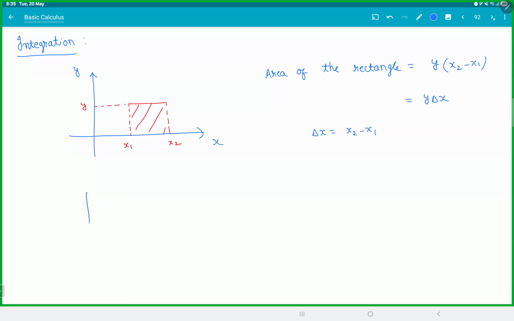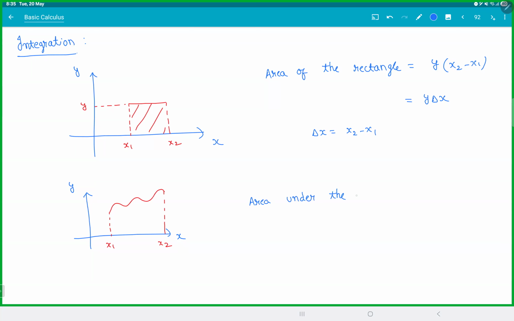Now, if you try to do the same thing for a curve, this is what I was saying. Every time you won't be so lucky to get a rectangle. What if you give me some random curve like this? And now you ask me to find the area. Now the problem is, remember the only formula I know is length into breadth.